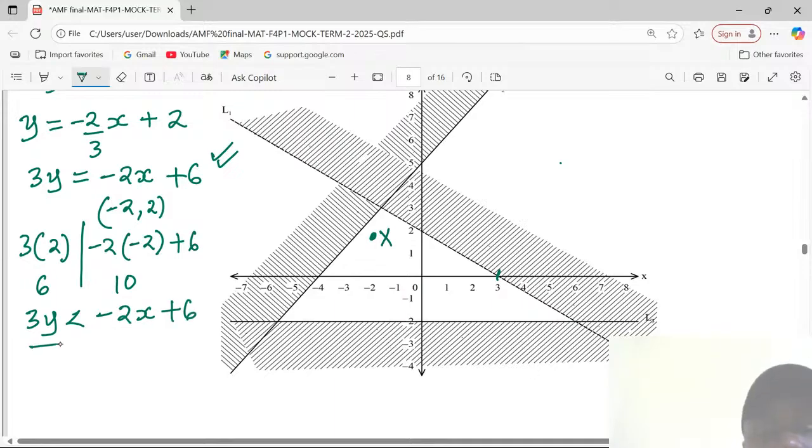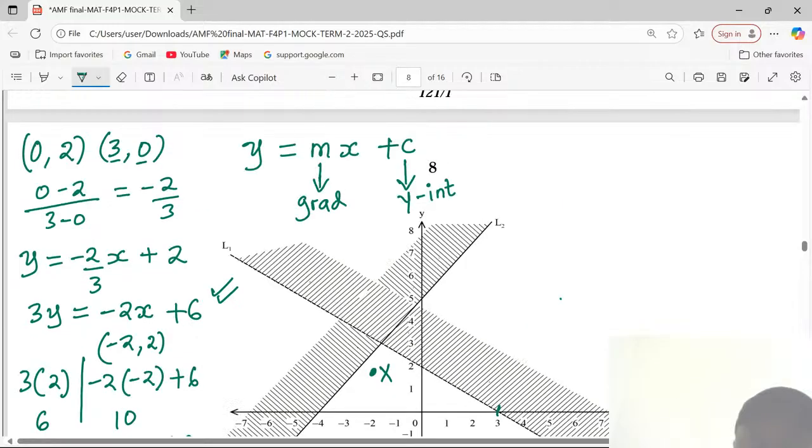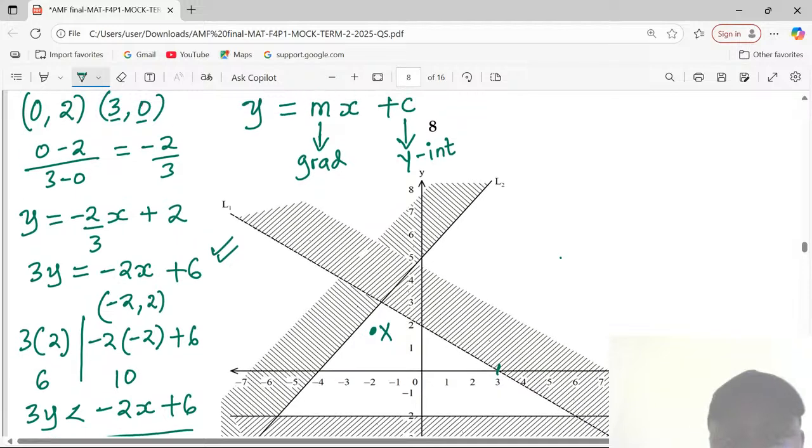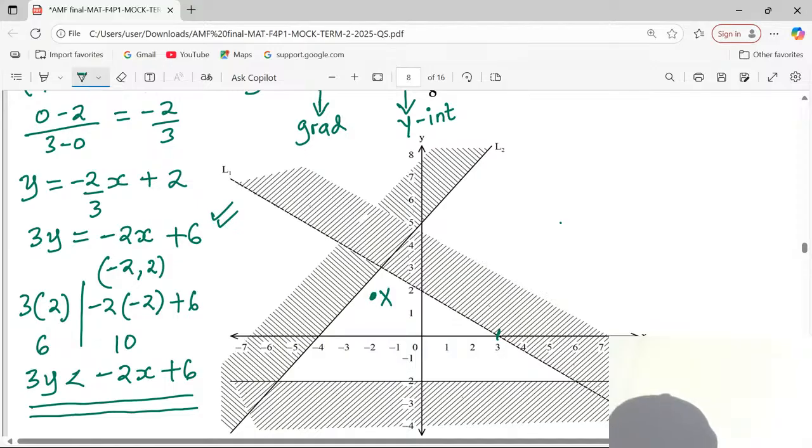This is the first inequality. Remember, L1 is dotted. It is not a complete line. So if it is not a complete line, we use strictly less than. In case it was a complete line, we would have said "or equal to." Let's check the second line, L2. I hope you are seriously following. We can now check L2. Let's check L2.